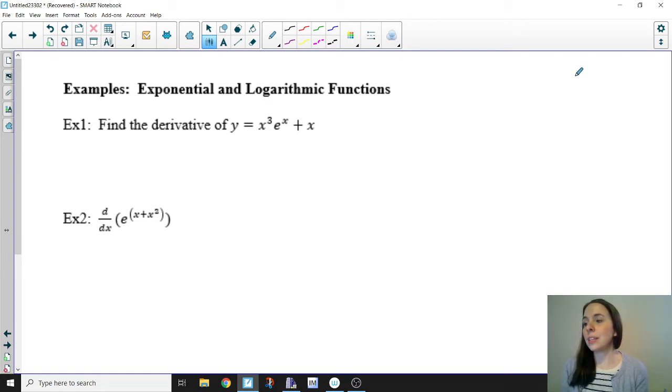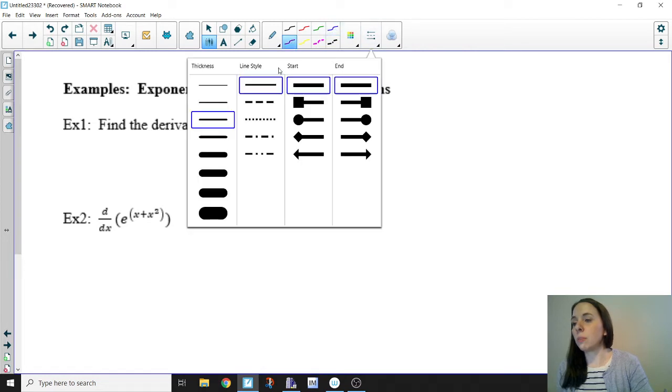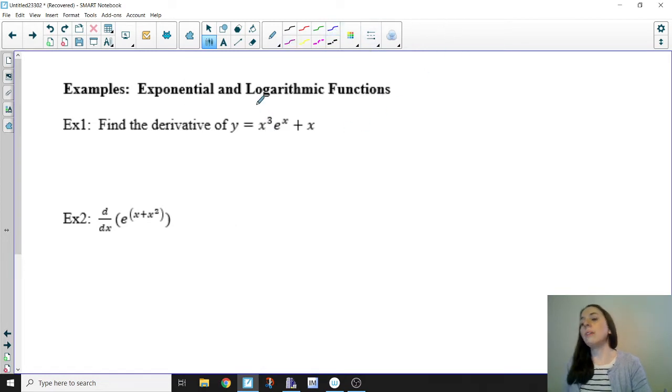Okay, so take a look at example 1. It says find the derivative of y equals x cubed e to the x plus x. Now that we know that the derivative of e to the x is itself, we can easily find y prime, dy dx, whatever you want to call it, the derivative of this.